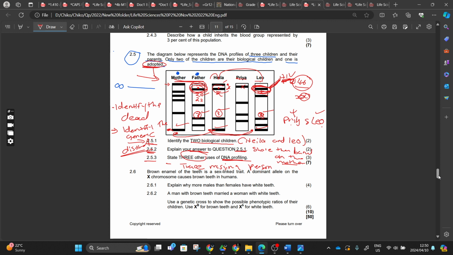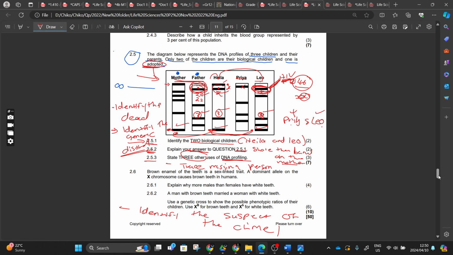We can also use this to identify the suspect of a crime. For example, you did a crime, and maybe you got a cut, or you left your DNA inside the victim's place. We can go and collect that DNA. After collecting that DNA, we go and find a suspect.